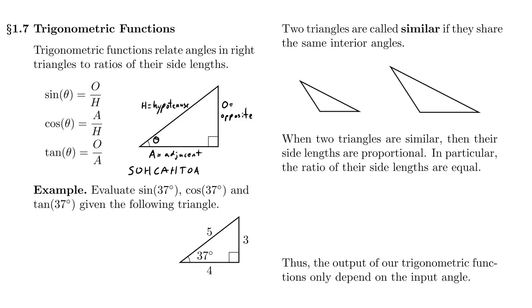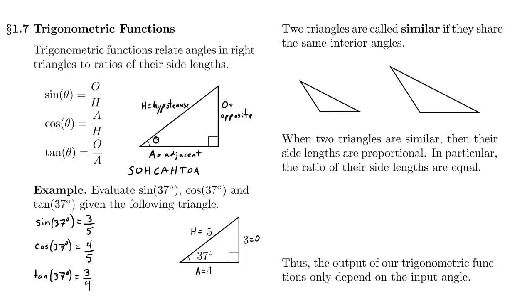Let's start with a simple example. Here we've given a triangle with side lengths 3, 4, and 5, and we are told that one of the angles in this triangle is 37 degrees. With all this information, we can evaluate our trigonometric functions at 37 degrees. Sine of 37 degrees is the opposite side length over the hypotenuse, which is 3 over 5. Cos of 37 degrees is the adjacent side length over the length of the hypotenuse, or 4 over 5. And tan of 37 degrees is the opposite side length over the adjacent side length. That is 3 over 4.